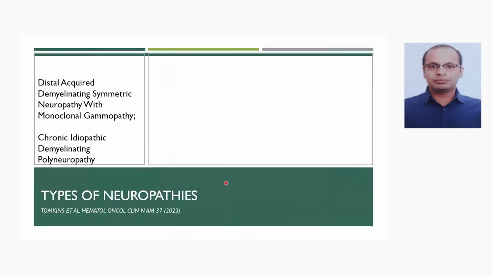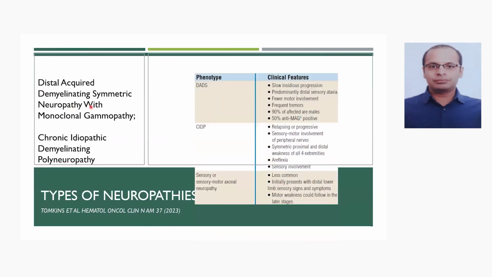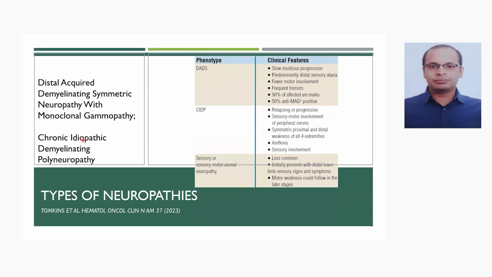So these can be distal acquired demyelinating symmetric neuropathy or CIDP, that is chronic inflammatory demyelinating polyneuropathy. Clinically, distal acquired demyelinating symmetric neuropathy can have slow insidious progression. Predominantly, they present with distal sensory ataxia with few motor involvement. Tremors are there, and most of the patients are males. Half of them have anti-MAG antibodies positivity.